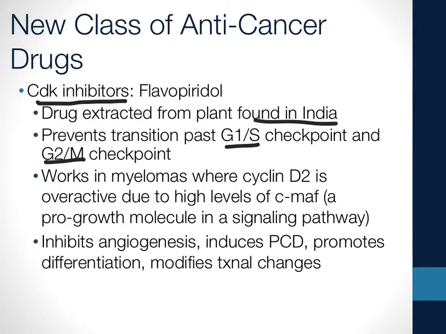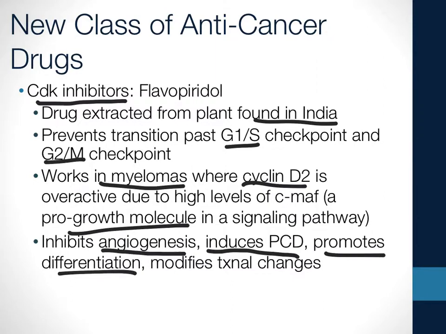This is currently being used in melanoma, where a particular cyclin called D2 is overactive due to a high level of this growth molecule. And these drugs basically inhibit things that allow cancer to grow. They inhibit things like angiogenesis, which is when cancer cells attract blood vessels towards themselves. It induces programmed cell death, apoptosis, so the cancer cells are more likely to die. It promotes differentiation. One of the qualities of a cancer cell is that it won't be differentiated. They'll be basically like cells that don't have a particular job and therefore are kind of useless to the body. And it will also modify the transcription and translation of genes that are active in the cancer cells as well.